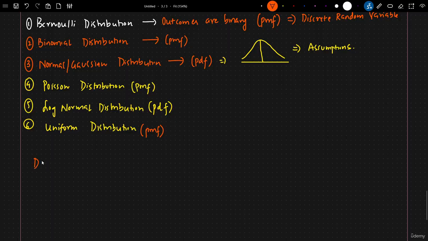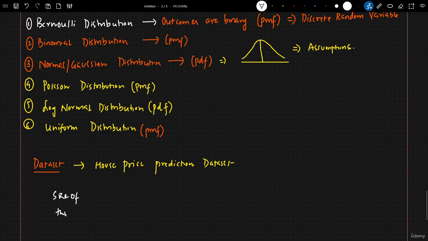Let's say as a data analyst or as a data scientist, you will be given a data set. Let's consider that I have a house price prediction data set, and I want to analyze this particular data. Let's say I have one of the features like the size of the house. Okay, this is one of the features.